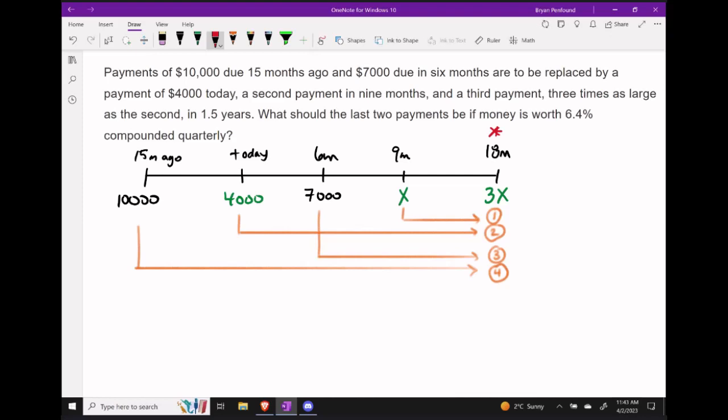But what we're going to do is move the green payment stream forward, so our x at 9 months and our 4,000 at today. We're going to add that up with the 3x that's occurring over here at the 18-month mark. That should give us the fair market value of our green payment stream. In steps 3 and 4, we'll move the black payment stream forward to the 18-month mark. We'll add them up in order to get the fair market value of the black payment stream. And then once we do that, we should be able to compare these 2 payment streams and hopefully solve for x.